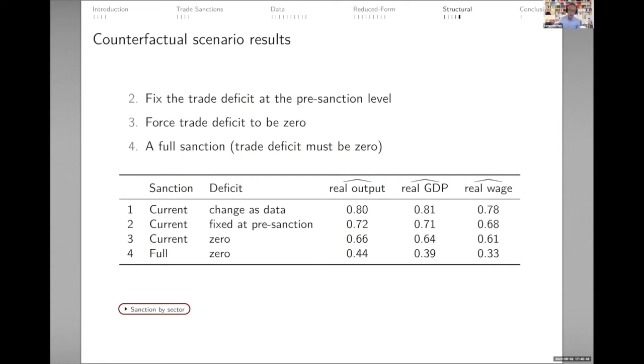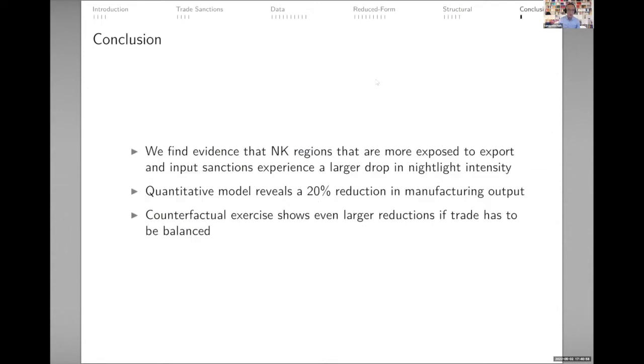of policy design. We also do a counterfactual doing a sanction scenario by sector, where we find that some of the most important export sectors would have a larger impact on North Korea's economy. So let me conclude. So our paper finds evidence that North Korea's regions that were more exposed to export or intermediate input sanctions do experience a larger drop in nightlight intensity.